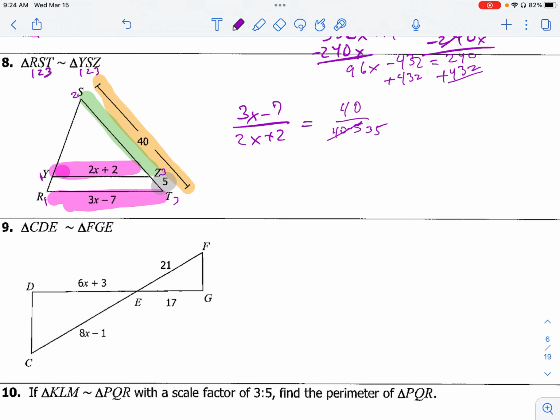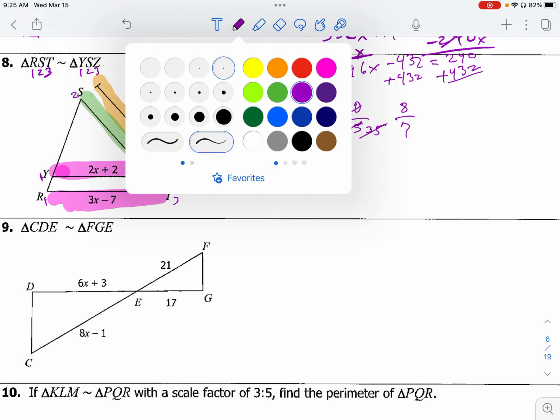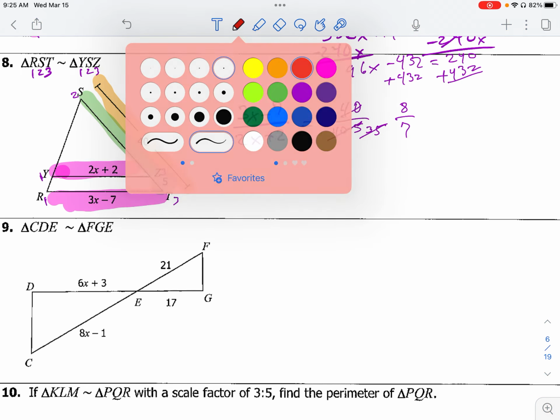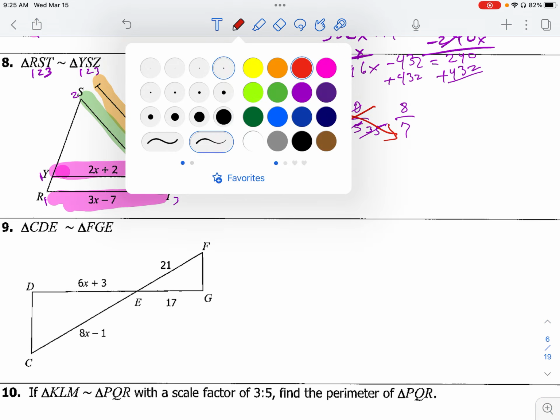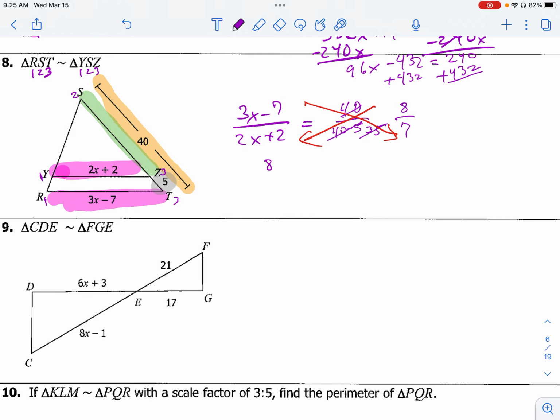So I got 40 and 35. Well, they're both divisible by 5. So let's reduce that down to make this a whole heck of a lot easier. 5 goes into 40 8 times. 5 goes into 35 7 times. I like that better. Let's do that. So we're going to cross multiply, and we're going to end up with 8 times 2x plus 2 equals 7 times 3x minus 7.